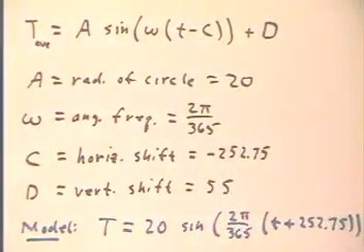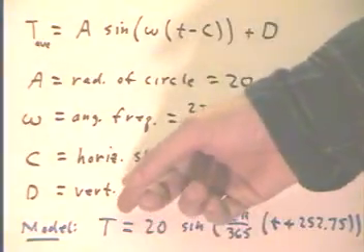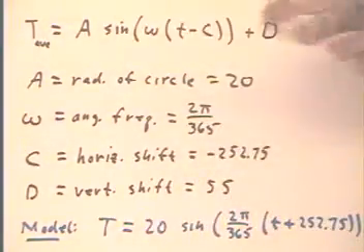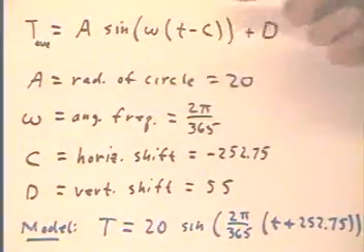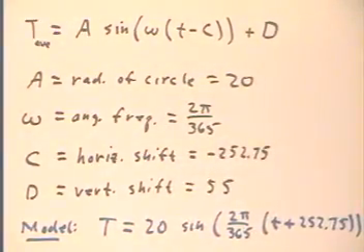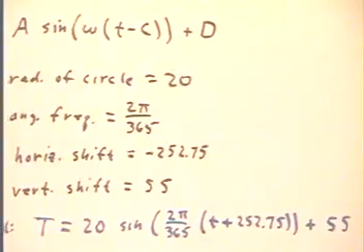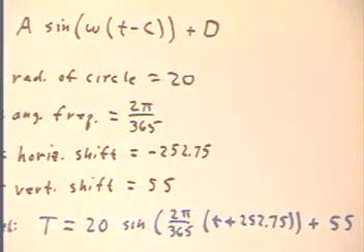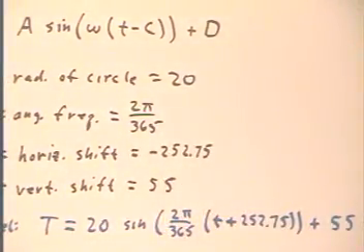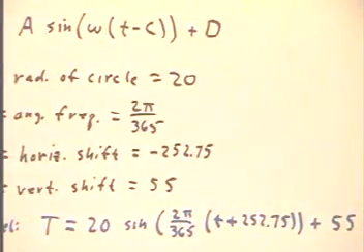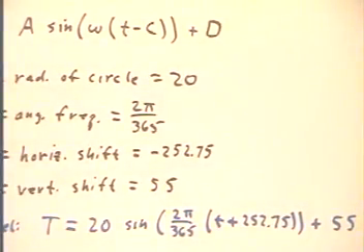Now our model, now we just write out our model. We just plug in the values of the parameters into the model, and we get the specific model. And I don't think I have the whole model here, so let's see, we've got to get to 55 in the end. Okay, so here's our model corresponding to the circular model of annual temperatures in this location.